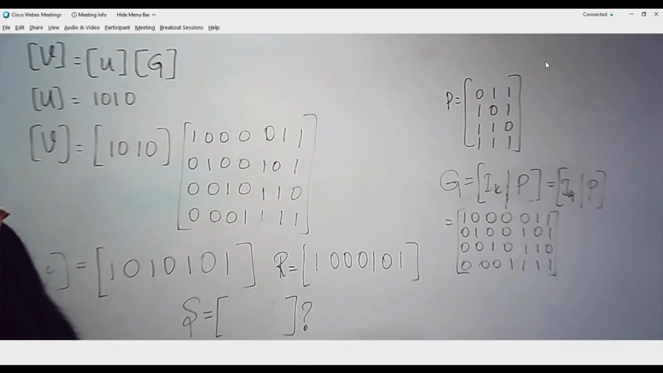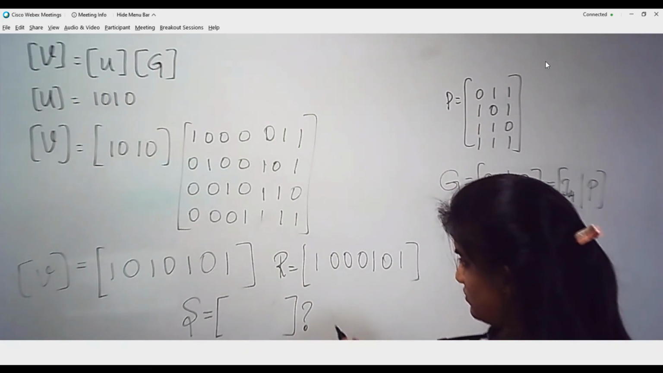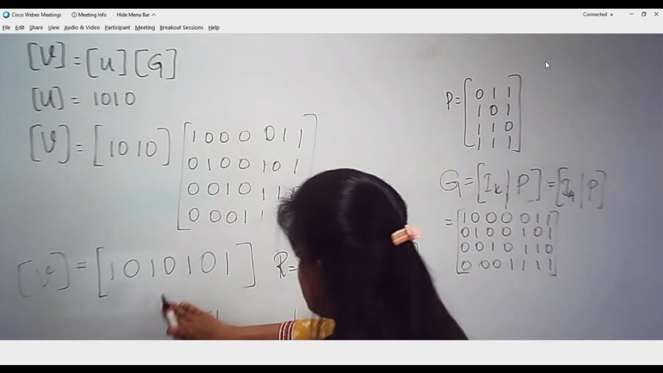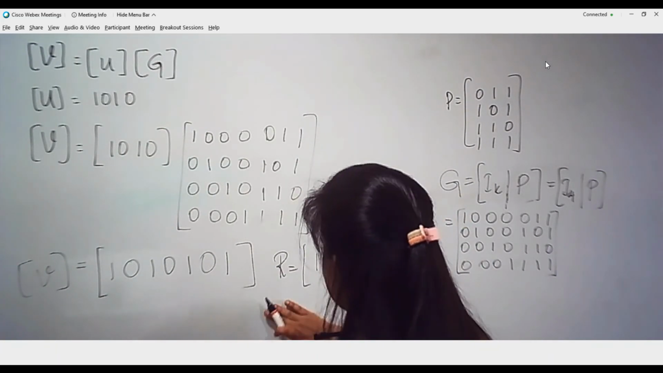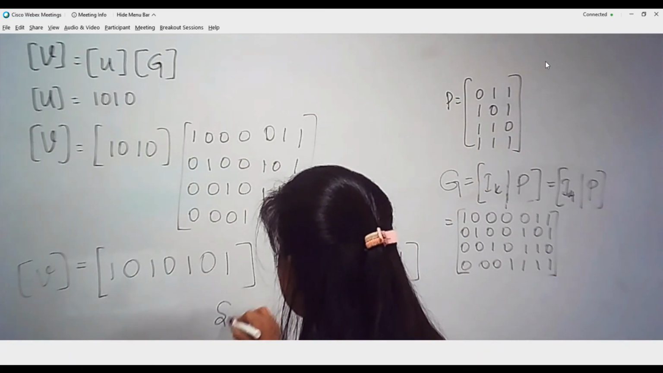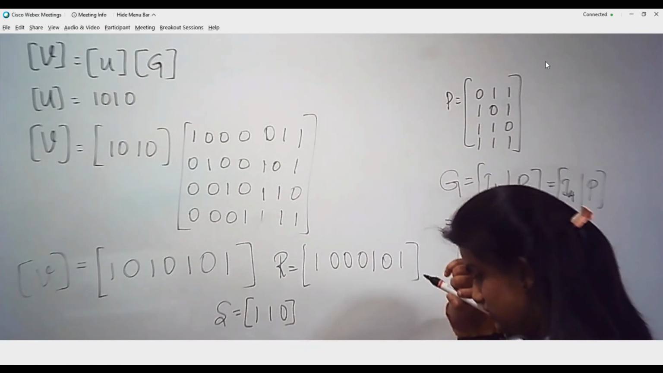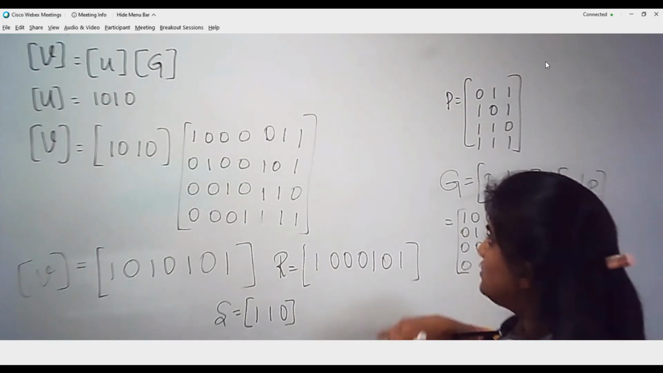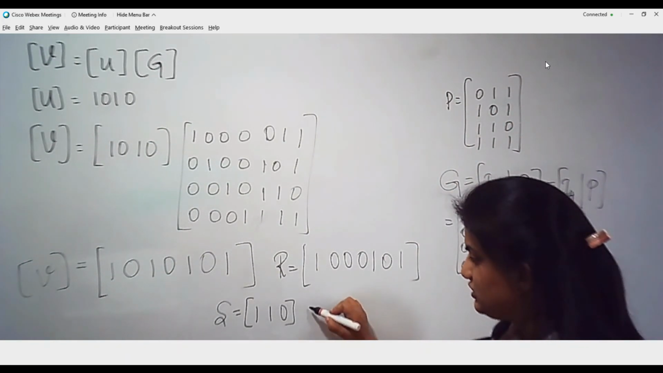We get 110. Okay, please check it again. Let us see. Yes, the syndrome is 110, because it is the third bit that is in error. In the parity matrix, the third row is 110. So the syndrome is 110. This is correct.